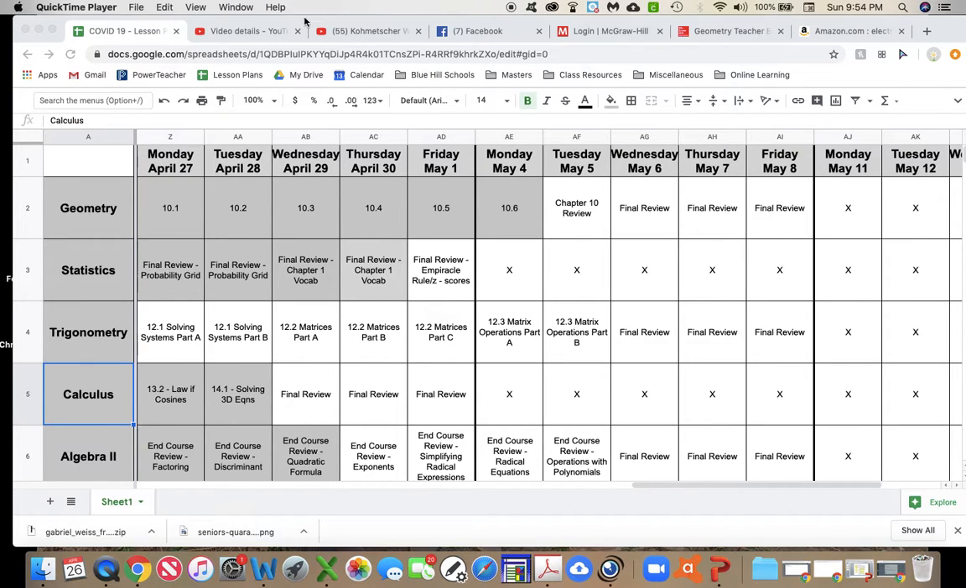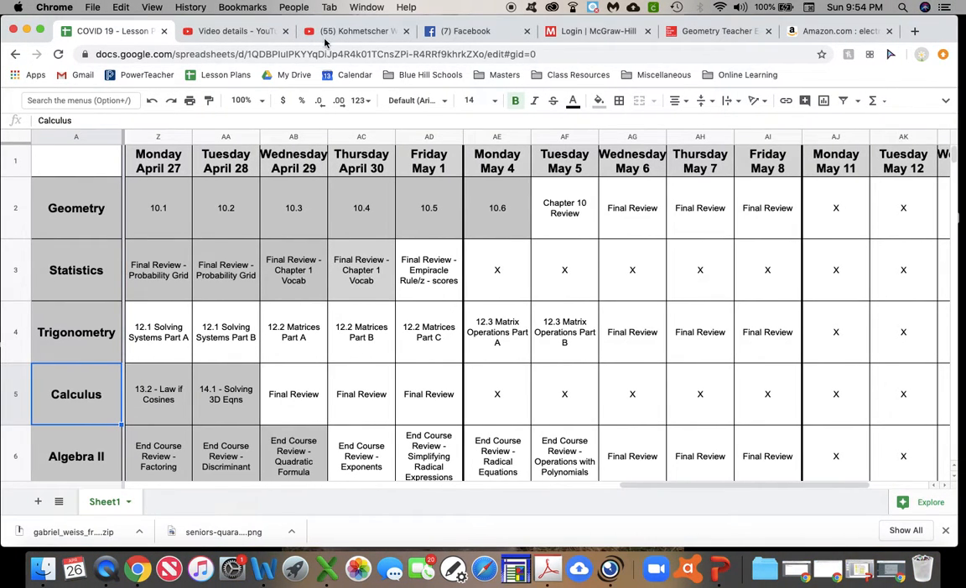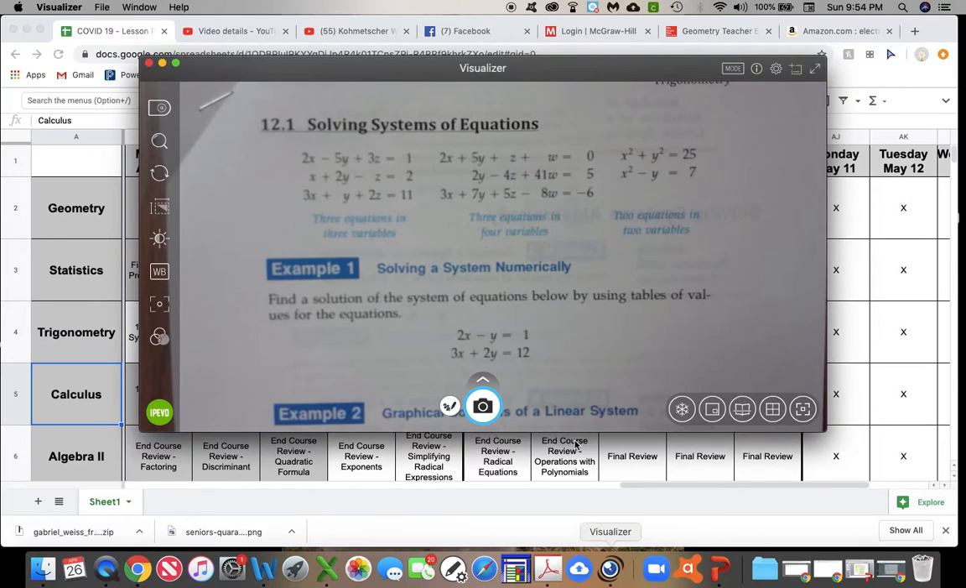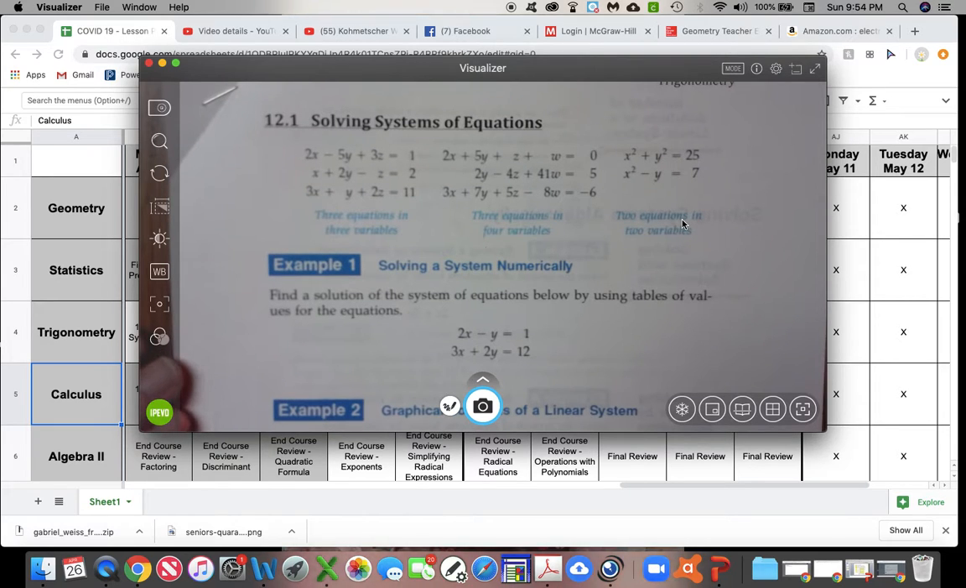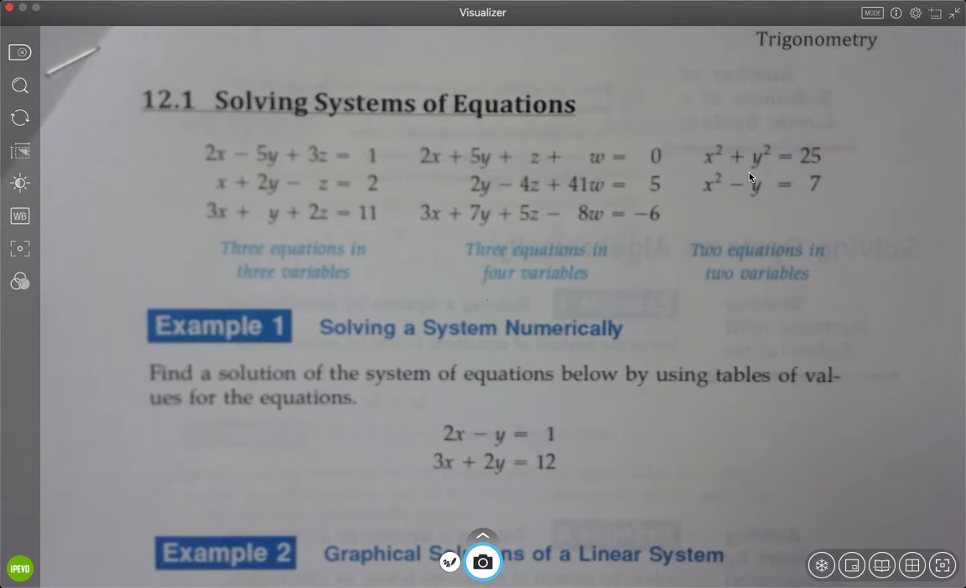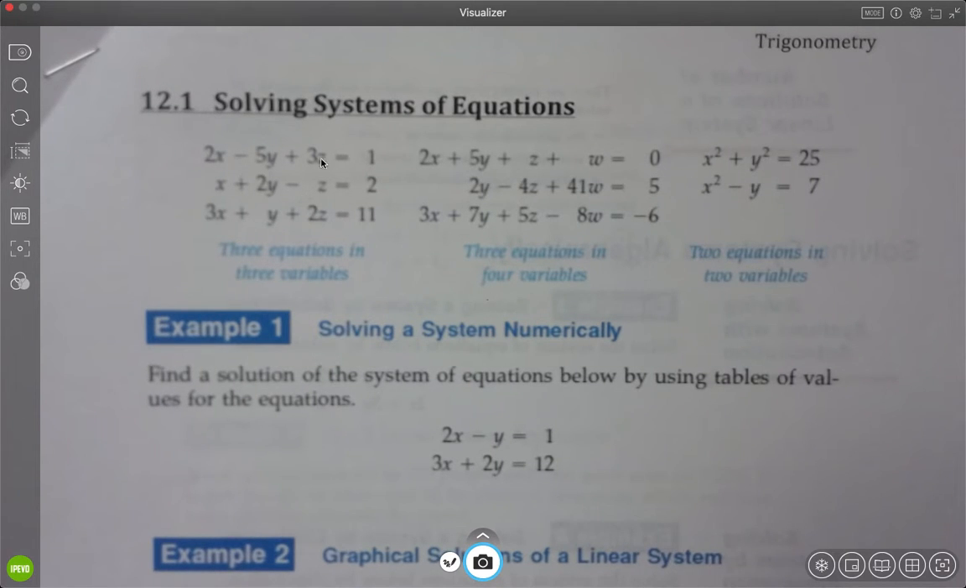So let's jump right into section 12.1. These notes are on Google Classroom. If you need to run them off, there's only 3 sections of them, 12.1, 12.2, 12.3, so make sure you get those. But 12.1 is going to be a really easy section for you because it's all review. This is just solving systems of equations. Here are some examples of some really advanced systems.